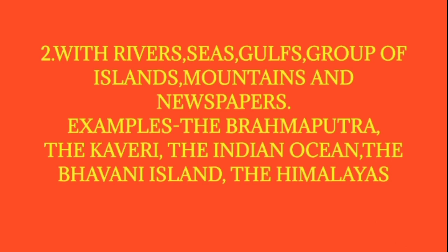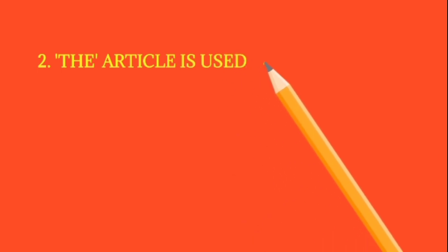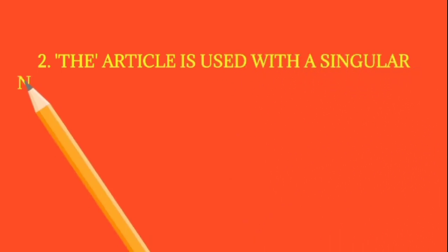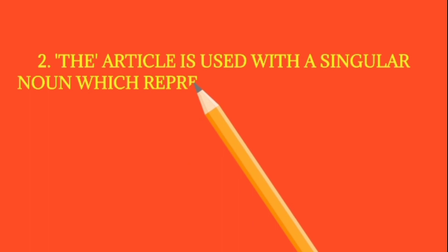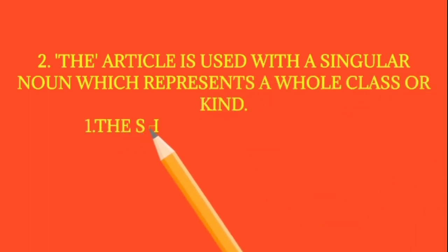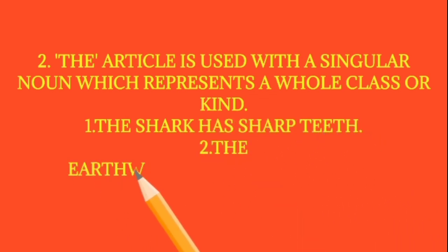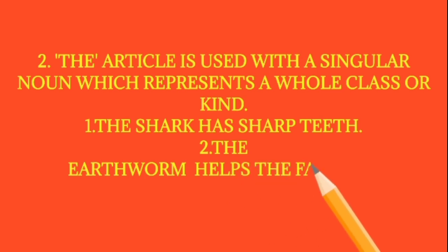For example, the Brahmaputra, the Kaveri, the Indian Ocean, the Bhavani Island. Next use of the article. It is used with a singular noun which represents a whole class or kind. For example, the shark has sharp teeth. Example number 2. The earthworm helps the farmers.